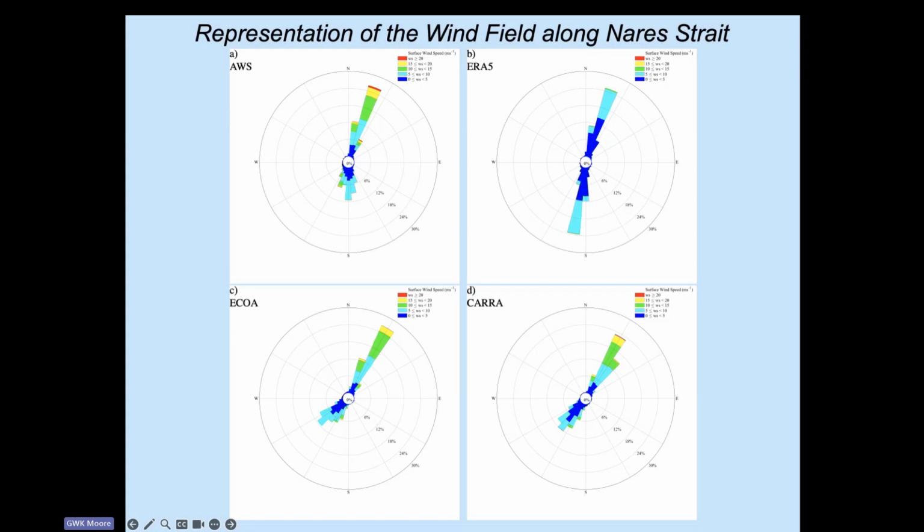The strongest winds are from the north, and one can get wind speeds in excess of 20 meters per second. You can see that the ERA5 captures the directionality, but it is nowhere near getting these extreme winds that you see. The 9-kilometer product does a better job, and CARRA again is better than that. So we are picking up these really strong winds in excess of 20 meters per second from the north.